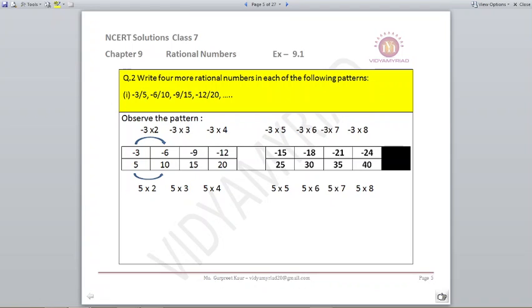In the same way, look into the denominator. It is 5, 10, 15, 20. These are the multiples of 5. 5 twos are 10, 5 threes are 15, 5 fours are 20. So like this I will proceed with my pattern. My new fractions become minus 15 upon 25, minus 18 upon 30, minus 21 upon 35 and minus 24 upon 40.